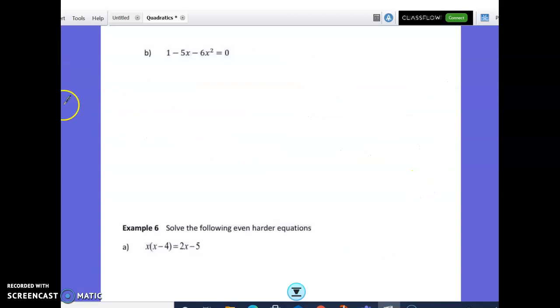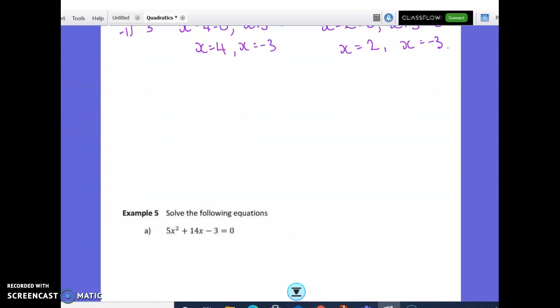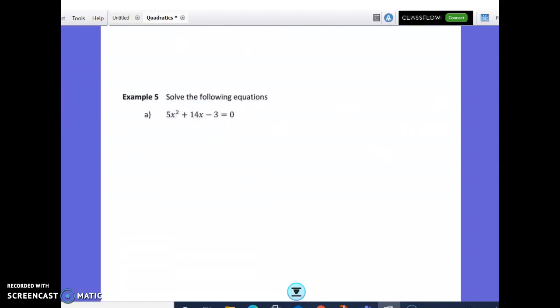Try the next example. No, I've lost it. Oh, there we go. Number 5. Same idea, it's just the factorising is getting trickier this time. So we've got 5x squared plus 14x minus 3. Might be a while since you've done one of these. Okay, take the number at the beginning, we take the number at the end, and we multiply them. So 5 times minus 3 gives me minus 15.